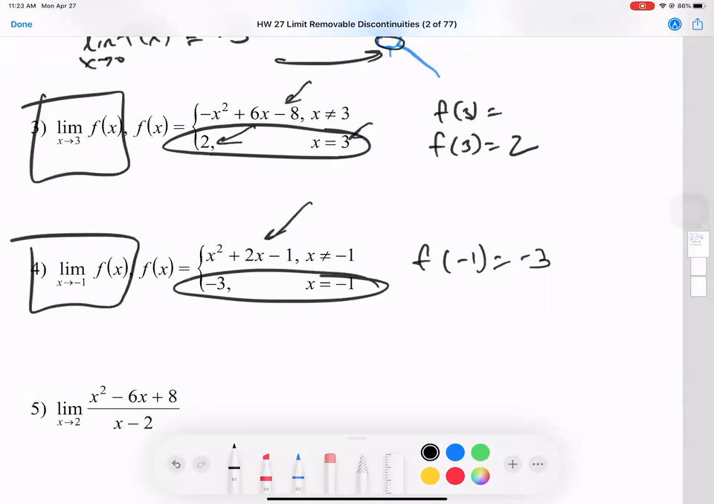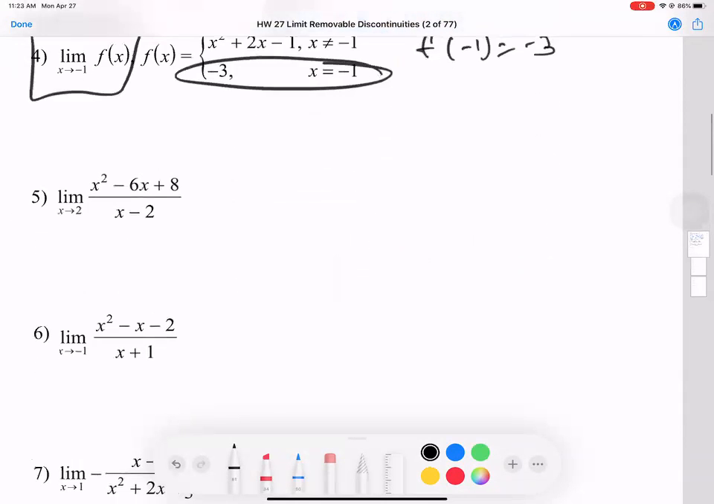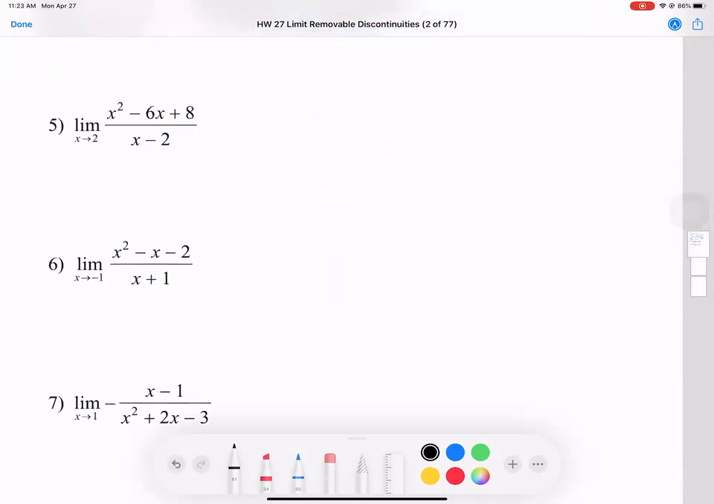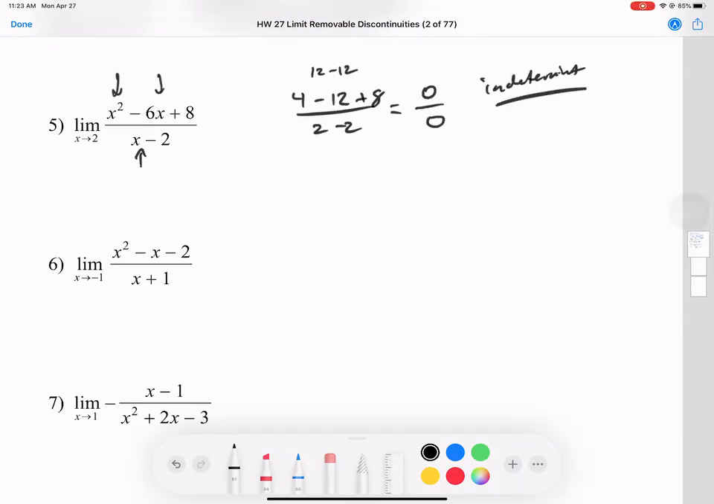Good. So our next type of problem is looking at fractions. And the next couple of problems will be actually fractions. The next 3 styles will be fractions, and that's what your homework will be based on. So in essence, this is like looking for the hole. Because let's go ahead and plug in 2. If I plug in 2, the limit as x approaches 2, what would the graph look like at 2? And if I did plug in 2, that's going to be 4 minus 12 plus 8 over 2 minus 2. That's 0 over 0. That's 12 minus 12 is 0, and 2 minus 2 is 0. This is indeterminate. That means we got to find another way.